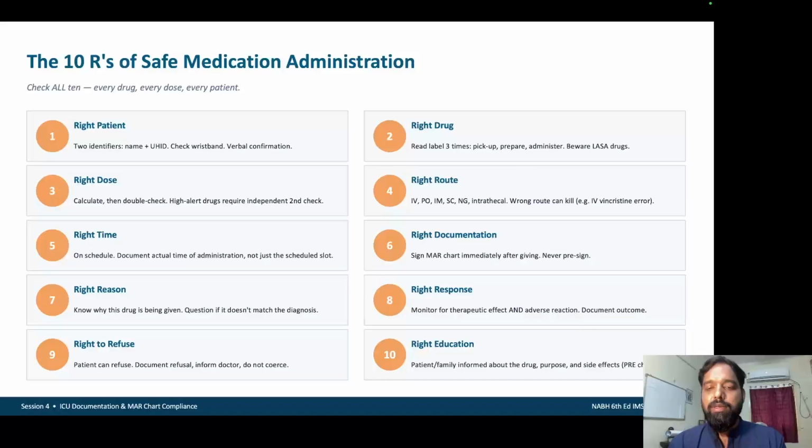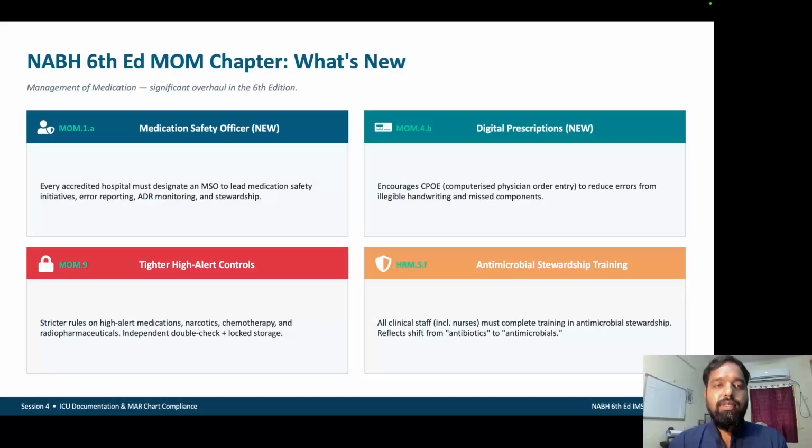Right documentation, sign the MAR chart immediately after giving. Never pre-sign or never delay the signature. The right response, monitor for therapeutic effect and adverse reaction, and document the outcome. The right education, patient and family informed about the drug, purpose and side effects. The NABH 6th edition medication management chapter, these are all the new factors.